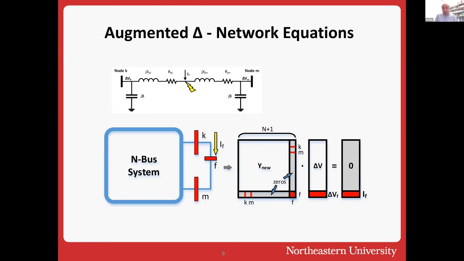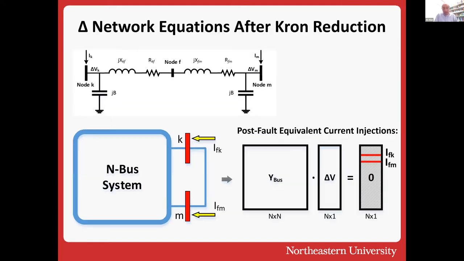So given this equation, we can apply a Kron reduction and get this equation. The interesting thing is when we do that, we get our original admittance matrix back without any changes.